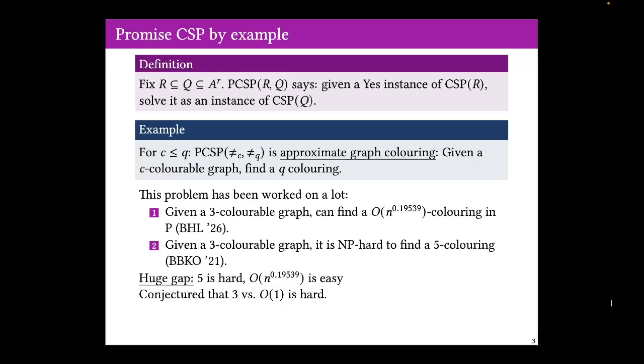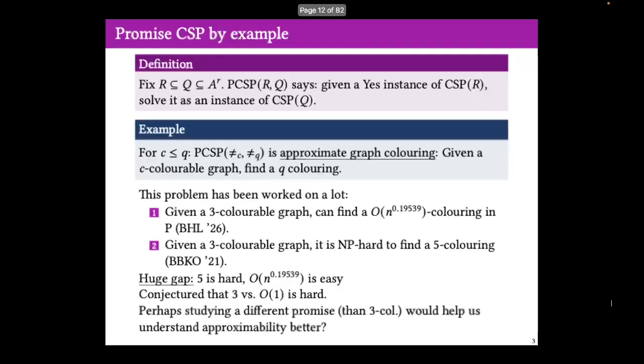How would one even go about proving this, though? Perhaps studying a different promise, other than 3 coloring I mean, might help us understand qualitative approximation as a whole better. It might open the doors to some new ideas for approximate graph coloring, but also might lead to some interesting problems all on its own. In particular, let's try approximating monotone 1 in 3 SAT.